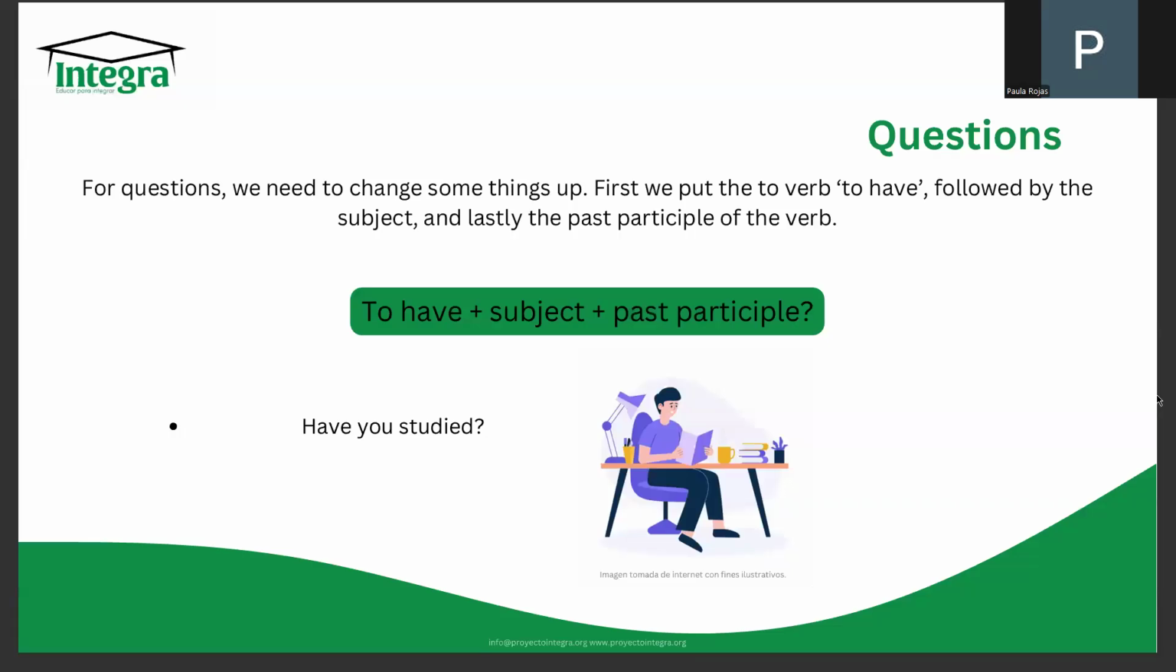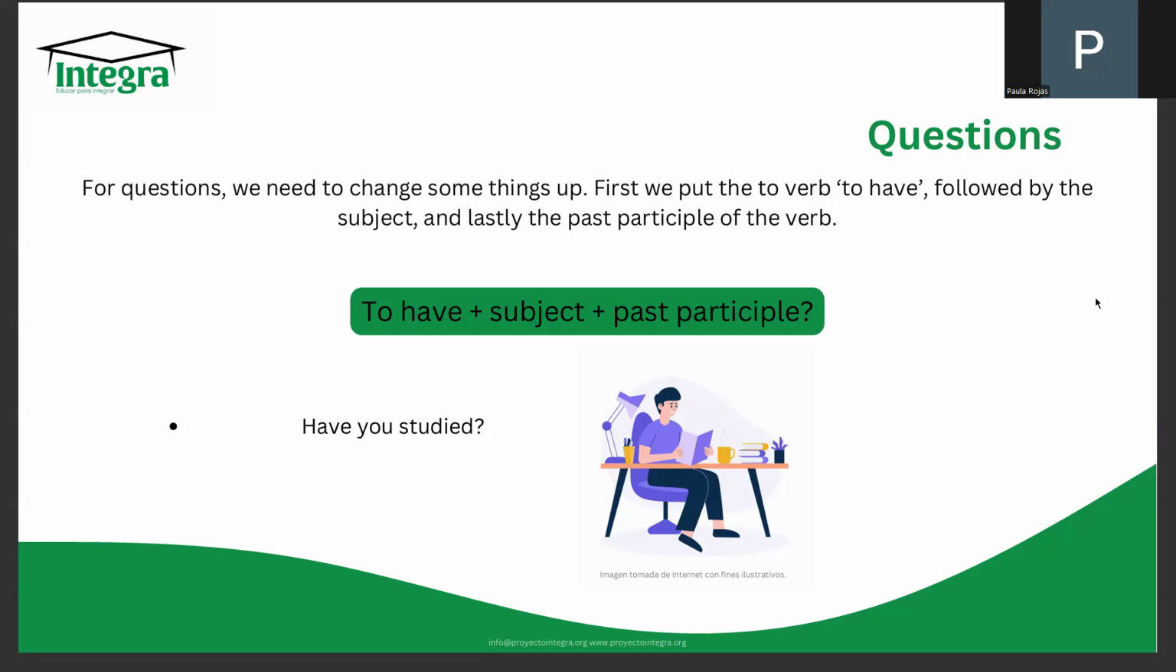Then we have the question. For questions, we change it a little bit. We mix things up, okay? So we first start with to have, right? Have or has. Then we follow that with the subject. And at the very last, very ending of the sentence, we add the verb. Okay, so it is to have plus subject plus the past participle of the verb.